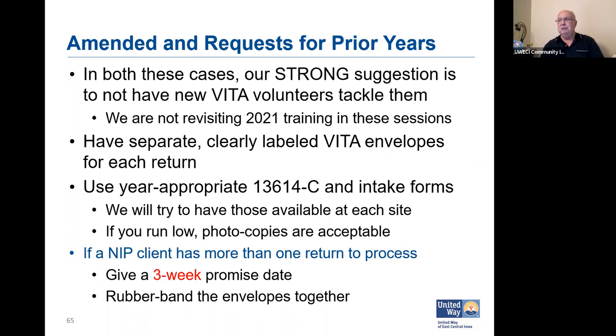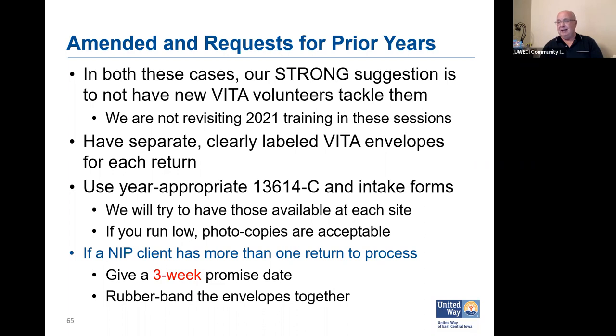Could you try to use the year-appropriate intake and 13614s? We will try to have those. We do have them available for the last 2 years. We will try to have them available at each site, some of them. If you run low, photocopies are acceptable. If you say, I don't have any more, this is our last 2021 13614, we'll make some photocopies. That's fine. That works.